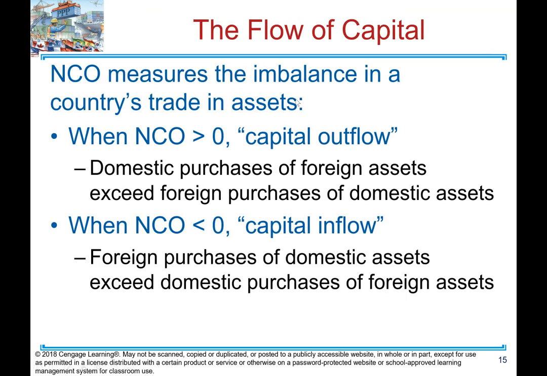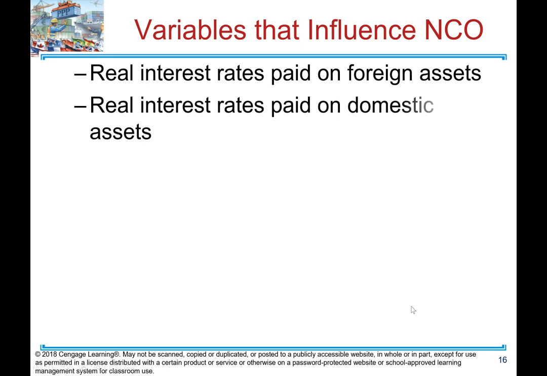NCO measures the imbalance in the country's trading assets. When NCO is positive, there is a net capital outflow. That's more Americans are buying foreign assets than foreigners are buying in the United States. There is net outflow of capital. When NCO is negative, there is a capital inflow. That means foreign purchases of domestic assets exceed domestic purchases of foreign assets.